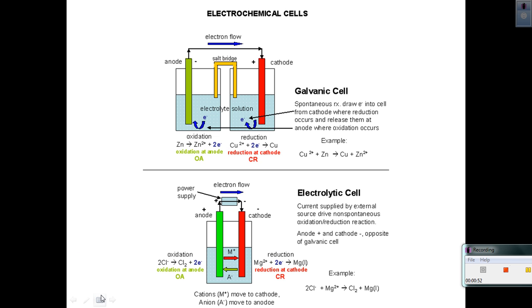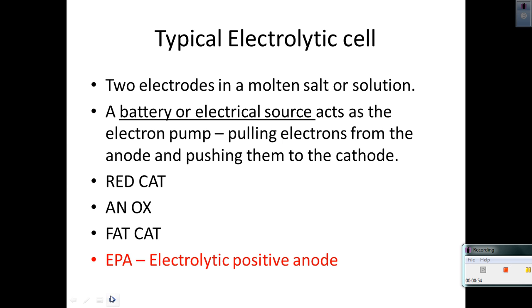So let's talk about how we can use this. Here are the differences, and here are our mnemonics. These still work. Reduction takes place at the cathode. Oxidation takes place at the anode. The flow of the electrons is from the anode to the cathode, just like we did before. The only difference is that in an electrolytic cell, we have a positive anode. That's the only difference.